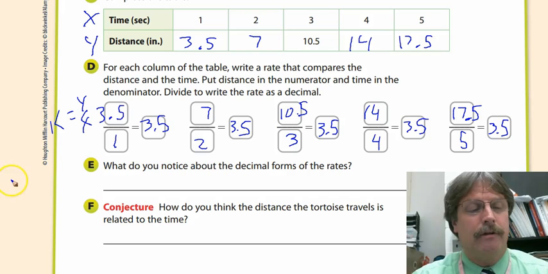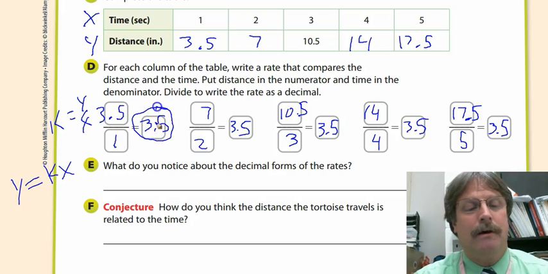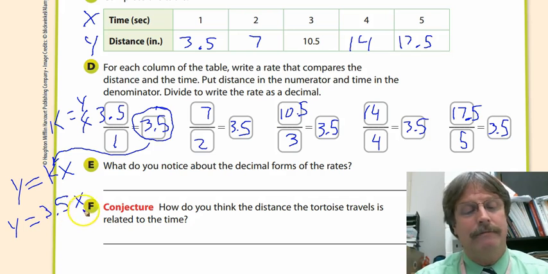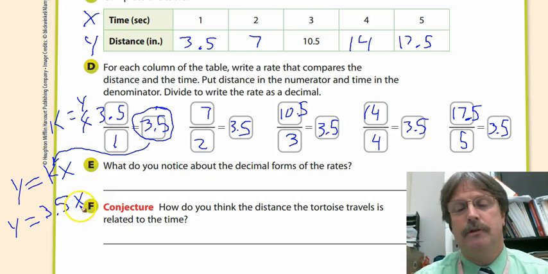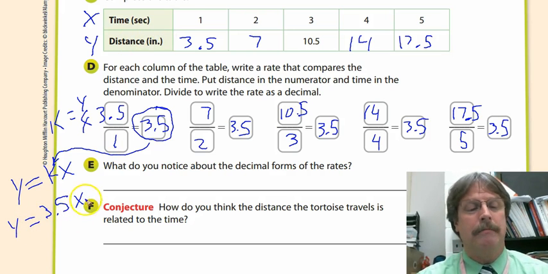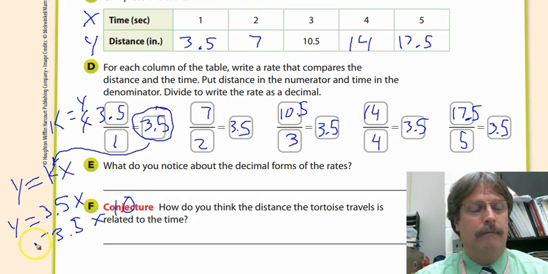If I go one step further and I simply take this value of k and I substitute it in place here, so now y is going to equal 3.5x. So what that means is I'm going to take 3.5 times any number that I substitute in for x, and that's going to tell me how far it goes. So in the context of the problem, if I say I have 10 seconds, so I would go 3.5 times 10, and that's going to equal a distance of 35 inches.